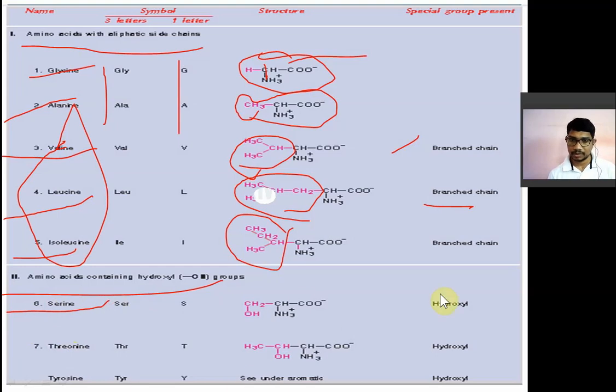Another is known as tyrosine, but its structure will be covered in the aromatic amino acids. So these are the two classes. Now we'll see the next class, that is the sulfur containing amino acids.